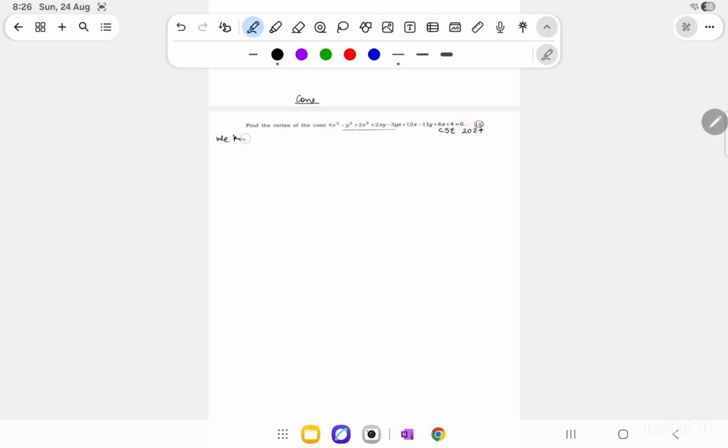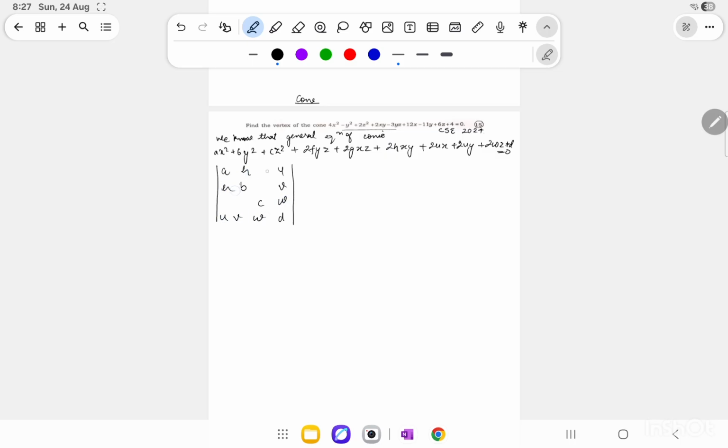So we know that the general equation of a conic, that is ax square plus by square plus cz square plus 2fyz plus 2gxz plus 2hxy plus 2ux plus 2vy plus 2wz plus d equals 0, represents a cone if the determinant of a, h, g, u; h, b, f, v; g, f, c, w; u, v, w, d is equal to 0.